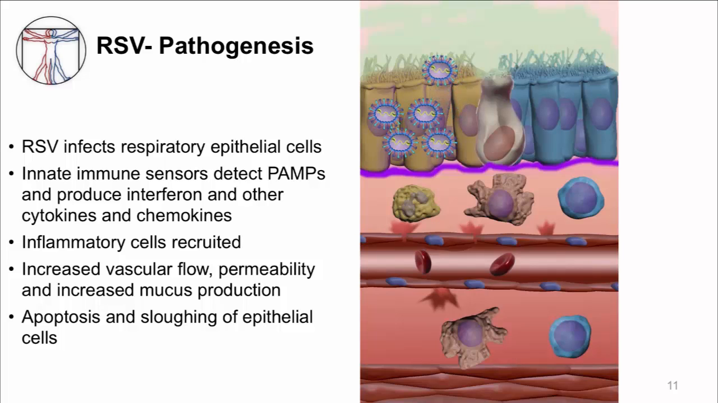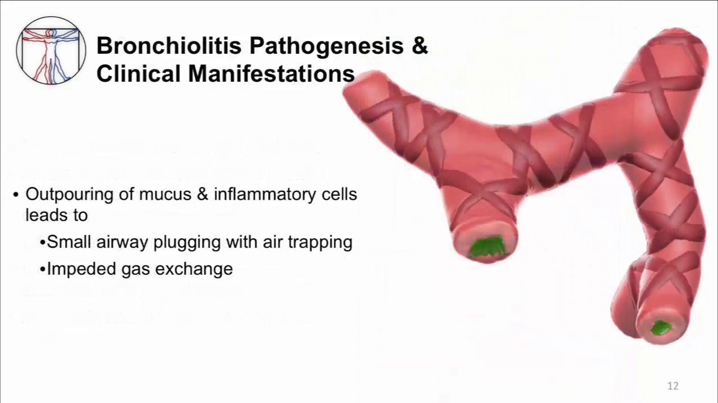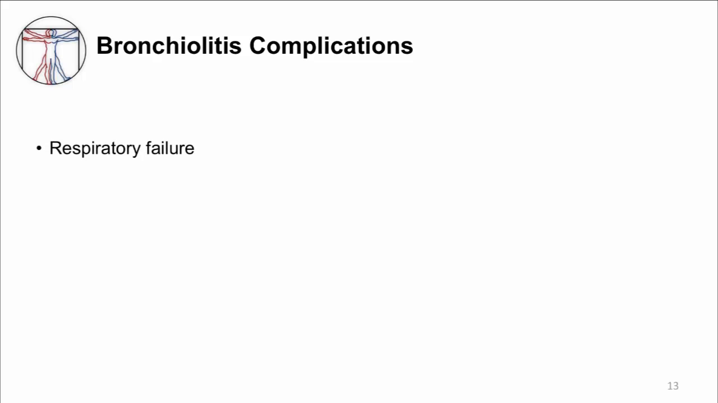All of this cellular debris and the outpouring of mucus and inflammatory cells leads to plugging up of the small airway. This can trap air and lead to poor gas exchange. With worsening respiratory distress, you should worry about potential clinical complications. Respiratory failure occurs when the patient needs to be intubated and ventilated. It does not commonly occur, but young infants are most susceptible. Apnea is also more common in newborns and premature infants. And apnea is when babies spontaneously stop breathing. This is a scary complication for both parents and doctors, especially because it occurs in very, very young babies.